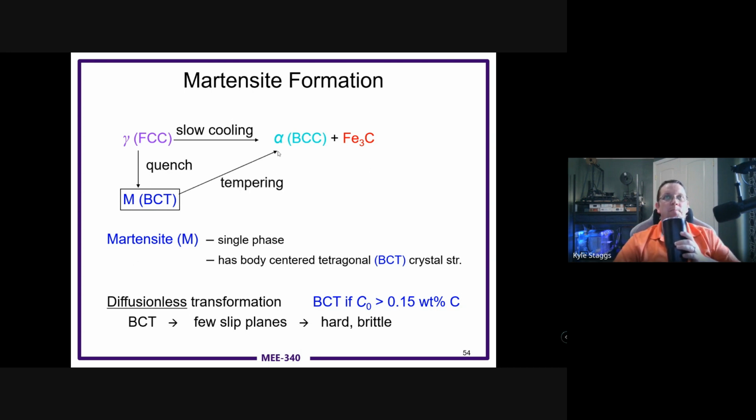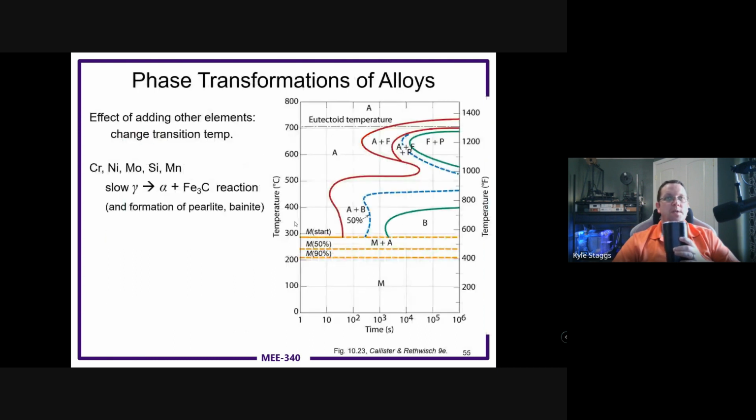You temper it back to include some alpha and carbide by warming it back up, but not nearly up to that eutectoid point. You just warm it up enough to allow some diffusion to actually take place, and that tempering gives you a little bit of ductility back, so it's not as prone to just shatter the instant you hit it, especially with an impact or a sharp loading.